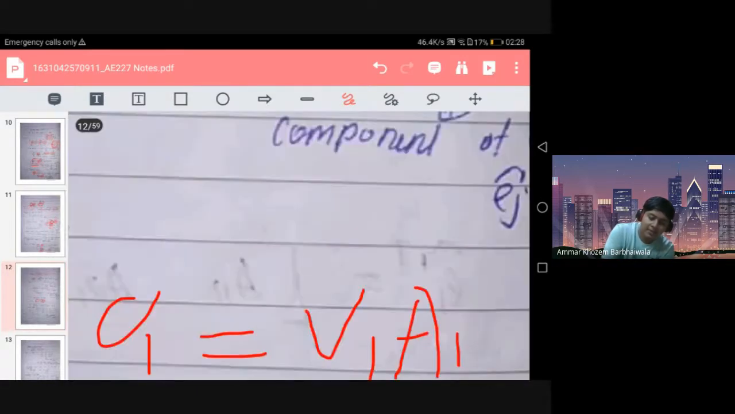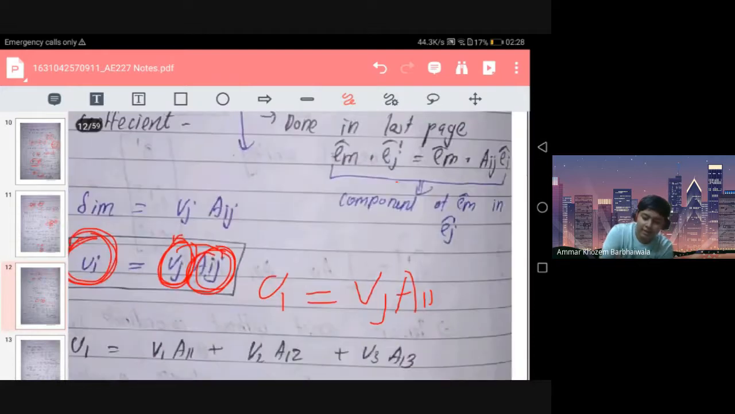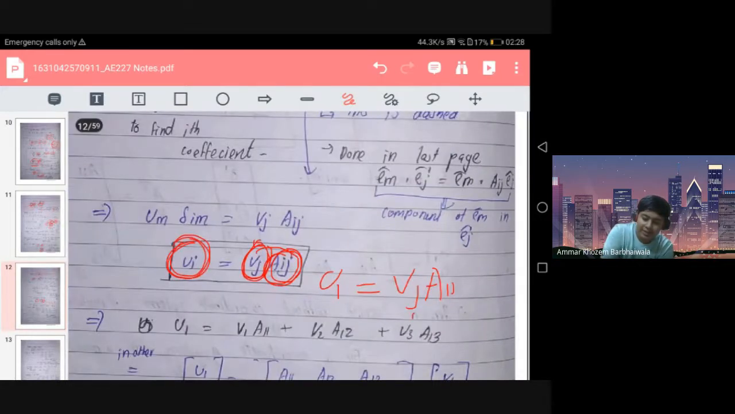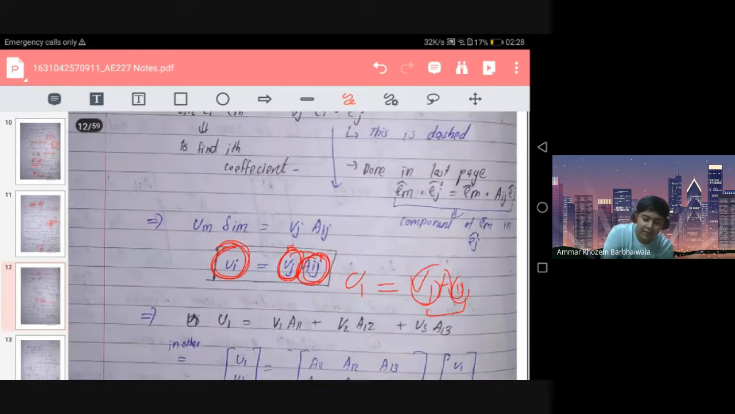The dummy index is obviously the j index, and the free index is the i index. So basically vj and aij, you'll have to sum over j. So u1 you can write as v1 a11 plus v2 a12 plus v3 a13. Since j occurs twice, you sum over j, and this is what you get.